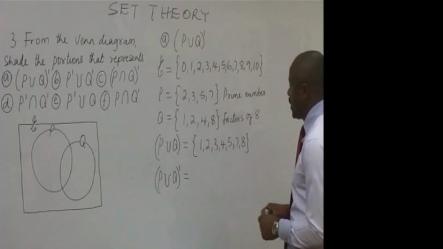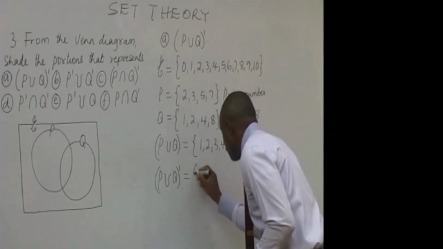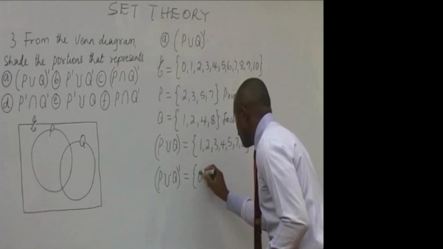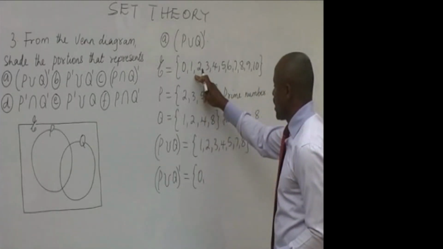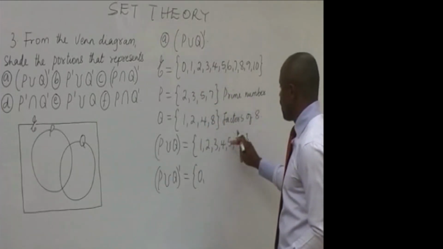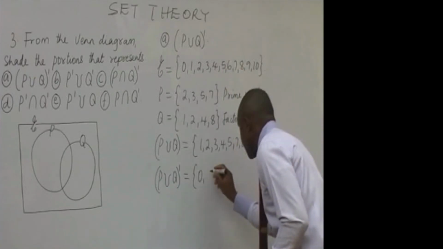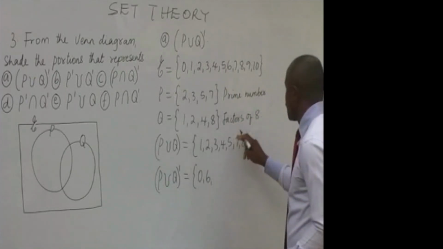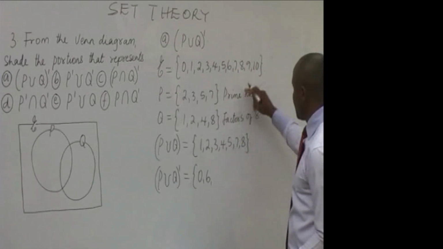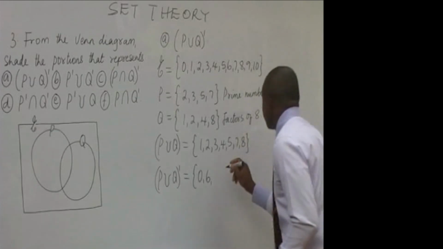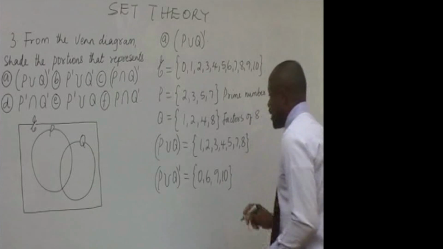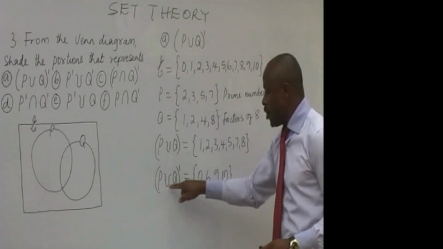So let's check. 0 is one of them. There's no 0 in P union Q, so write down 0. There is 1 here, 2, 3, 4, 5. There is no 6 here, so 6 is the next one. After 6, there is 7 here, 8, then 9 and 10 are not here. Now this is P union Q prime.